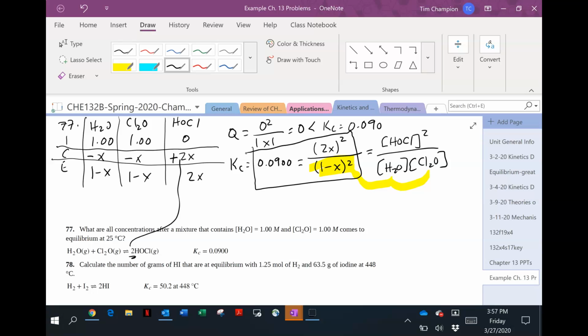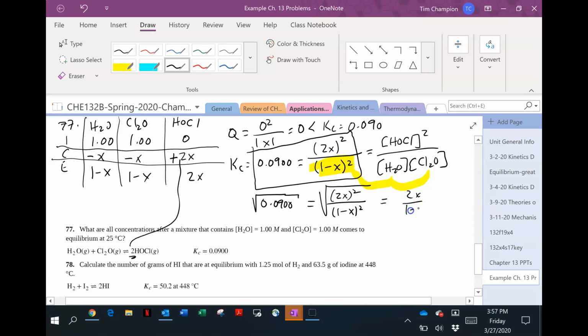If I take the square root of both sides, so the square root of 0.0900 is going to be equal to the square root of 2x quantity squared over 1 minus x quantity squared. Well, what that means is that's equal to 2x over 1 minus x. We just get rid of that. And the square root of 0.09 is going to be something like 0.3, I think.